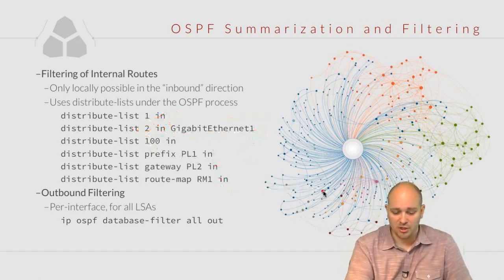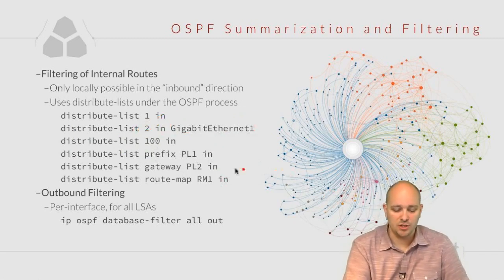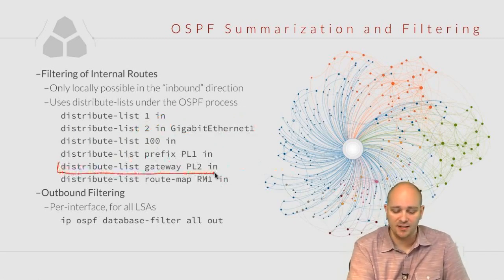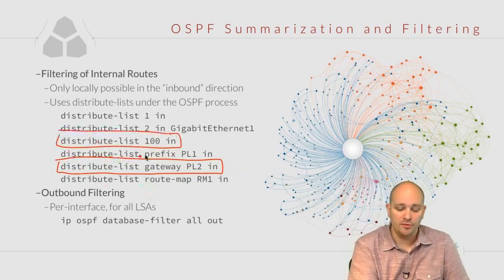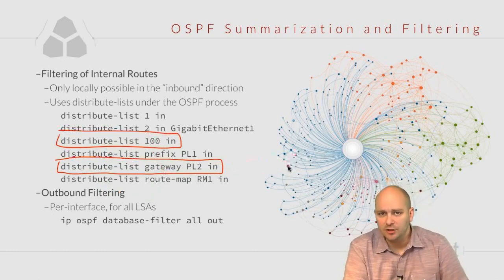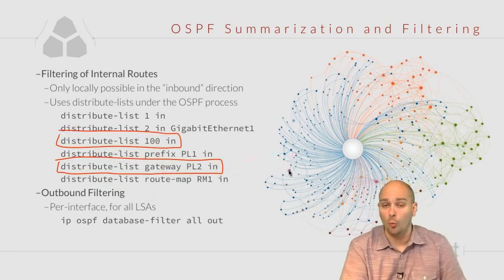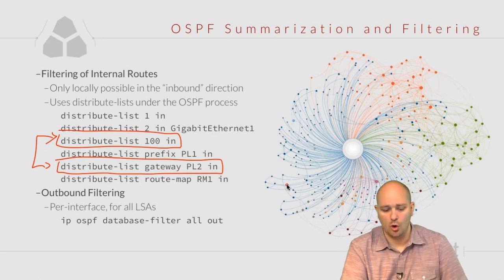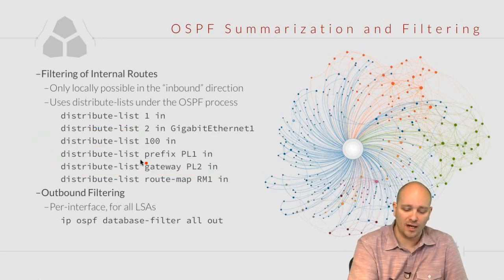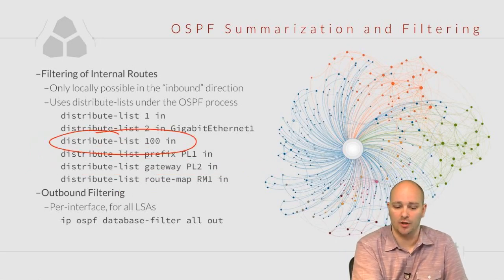Now, two special cases that I would like to mention here are this gateway filtering and using the extended access lists here. With both extended access lists and the gateway, we can filter the routes based on where the information comes from. But there is a significant difference in how these two operate. So I'm going to first talk about distribute list 100 in.